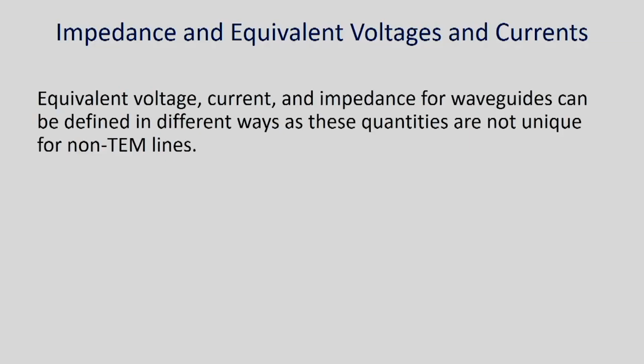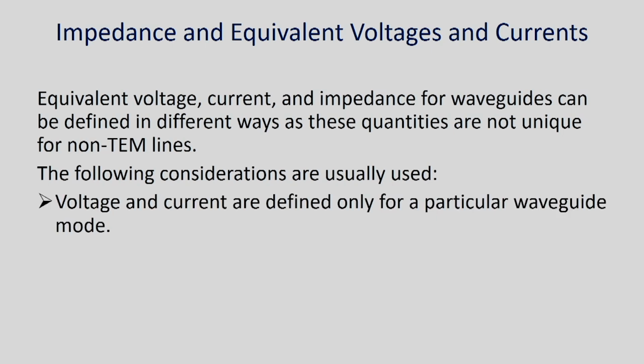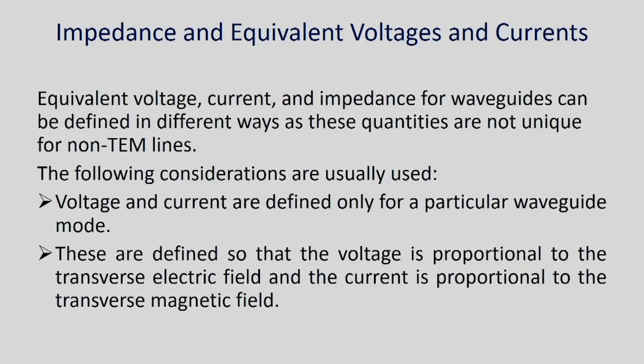Now, equivalent voltage, current and impedance for waveguides can be defined in different ways, as these quantities are not unique for non-TEM lines. However, if we use the following considerations, then some uniformity can be maintained. The voltage and current are defined only for a particular waveguide mode. So, every waveguide mode is essentially represented similar to a transmission line. These are defined so that voltage is proportional to the transverse electric field and current is proportional to the transverse magnetic field.